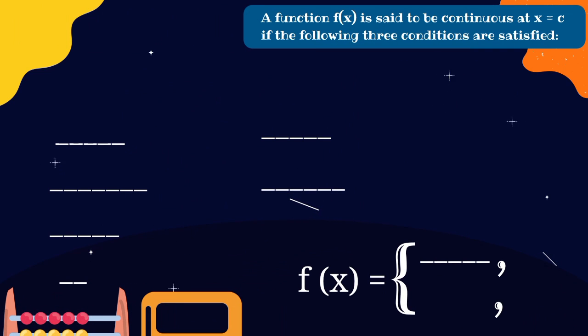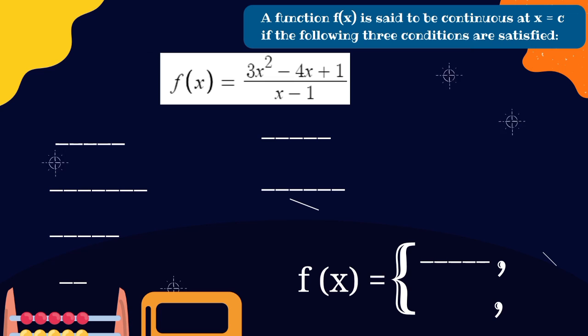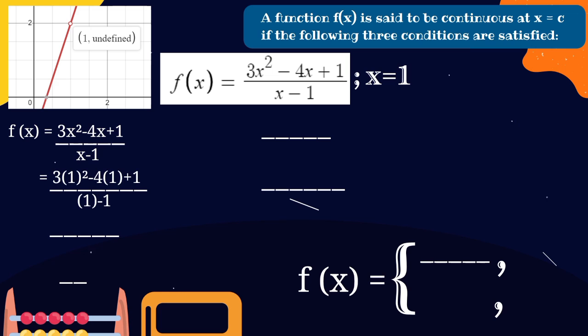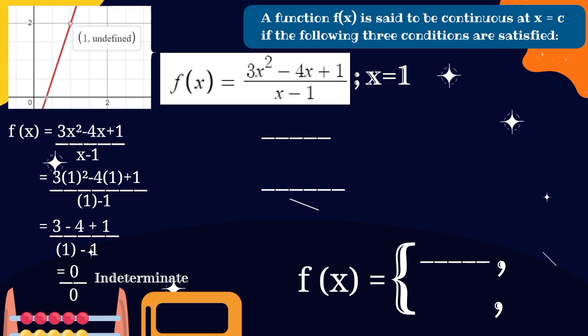So here is an example. f of x equals (3x squared minus 4x plus 1) over (x minus 1), where x equals 1. So here is the graph. Now, let us apply the first condition, which is f of c. We simply substitute the value of c, which is 1, to the x variables, and then we got 0 over 0, known as indeterminate.